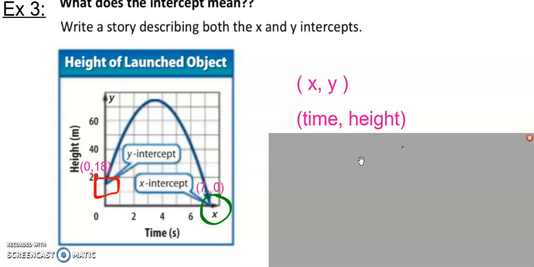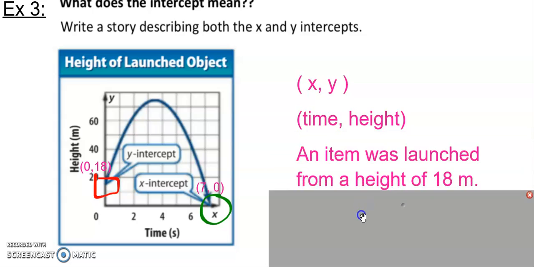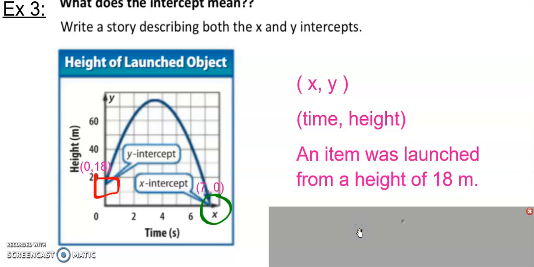Okay, so here, let's start with the y-intercept. Let's kind of tell the story of what's happening in this graph. So the y-intercept says 0, 18. So that means the time is 0 and the height is 18 meters. So the item was launched from a height of 18 meters.